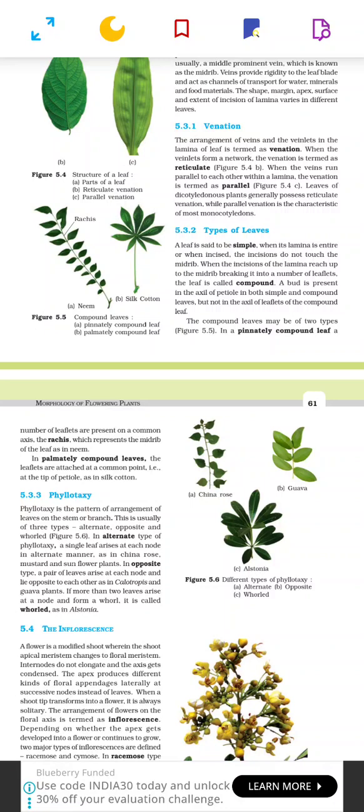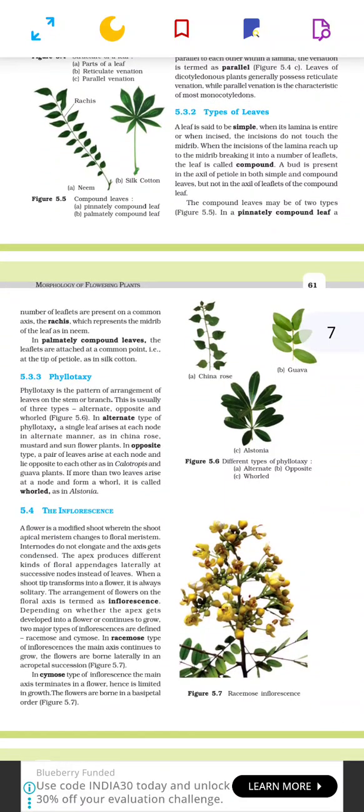If more than two leaves arise at a node and form a whorl, it is called whorled, as in Alstonia. In figure 5.6, different types of phyllotaxy are shown. A shows alternate phyllotaxy, which can be seen in the China rose. B shows guava, which has opposite phyllotaxy. C shows whorled phyllotaxy, which can be seen in Alstonia.